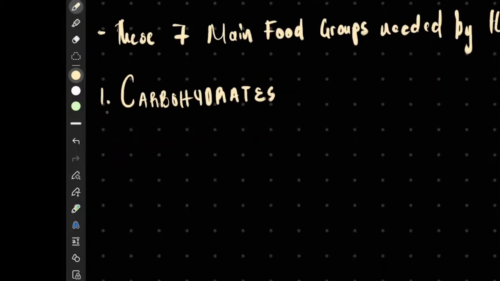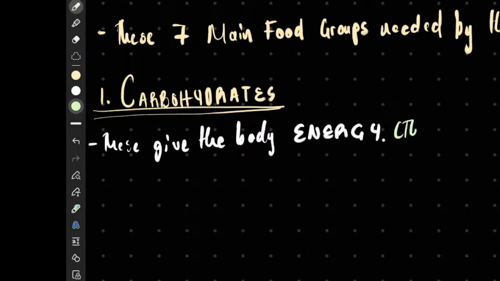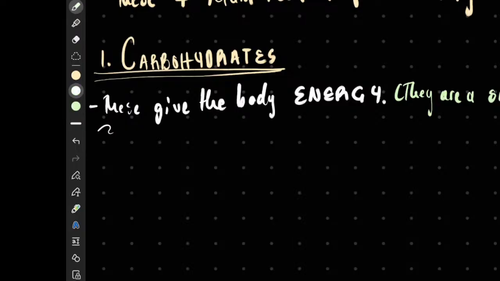So the 7 food groups are: 1, carbohydrates. Say 1 carbohydrates and say these give the body energy. So why do we need carbohydrates? They are a source of energy for the body. Are we together? They are a source of energy. Each one should have its own function. So can you write this? Carbohydrates are a source of energy.